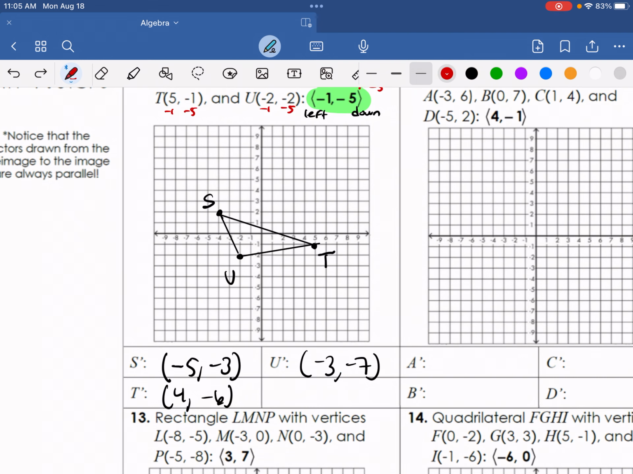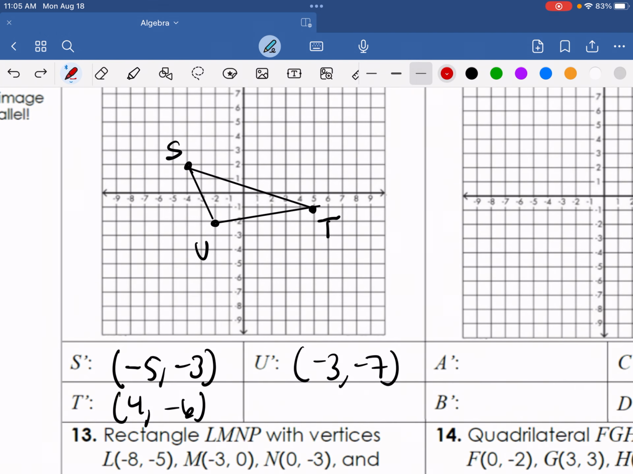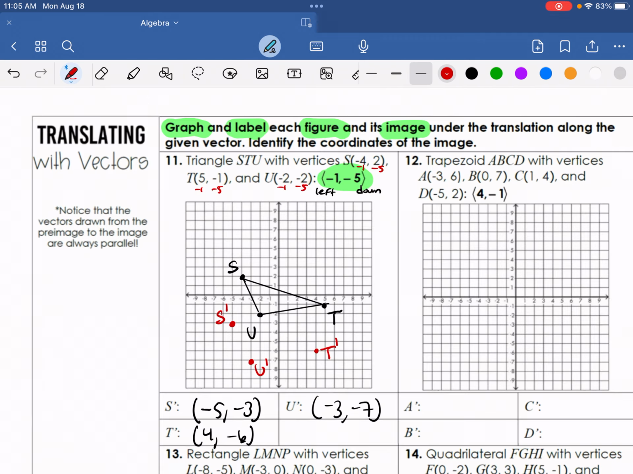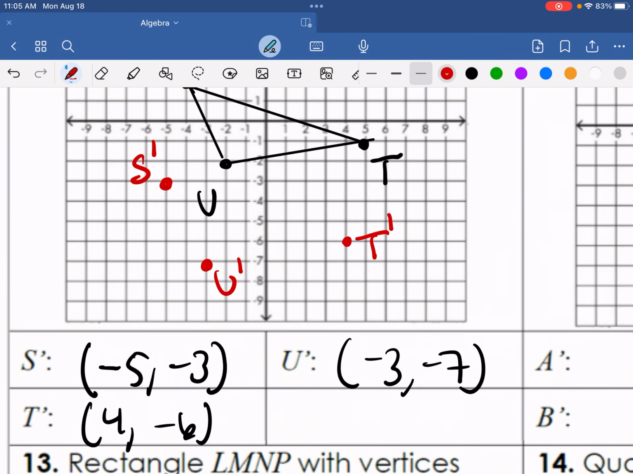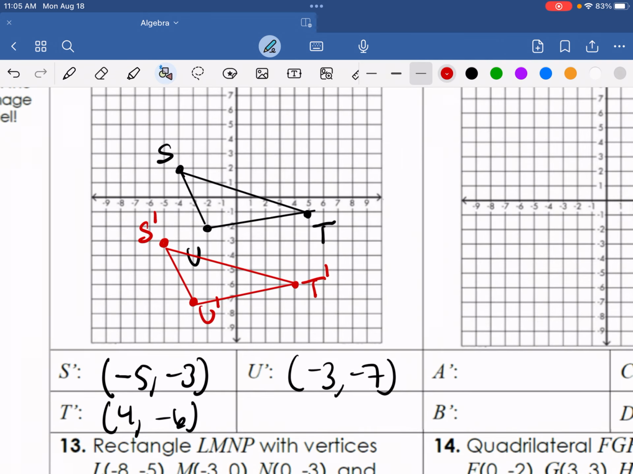And now I'm going to graph my new points, -5, -3. S prime. U is -3 down 7. U prime. And T is 4 down 6. Okay, the directions say to graph both triangles, to label both of them, and to give their new coordinates. And then there you go.